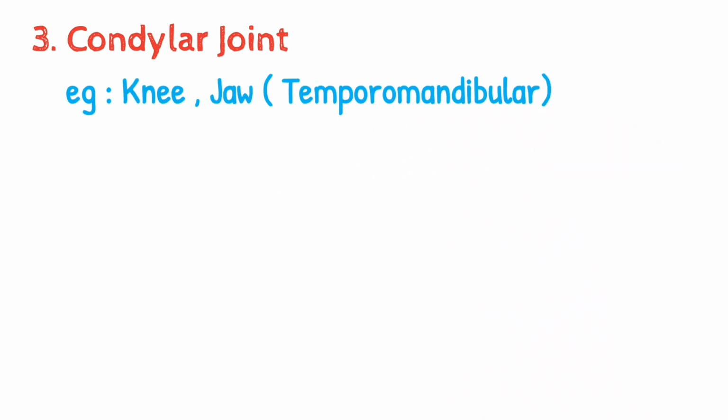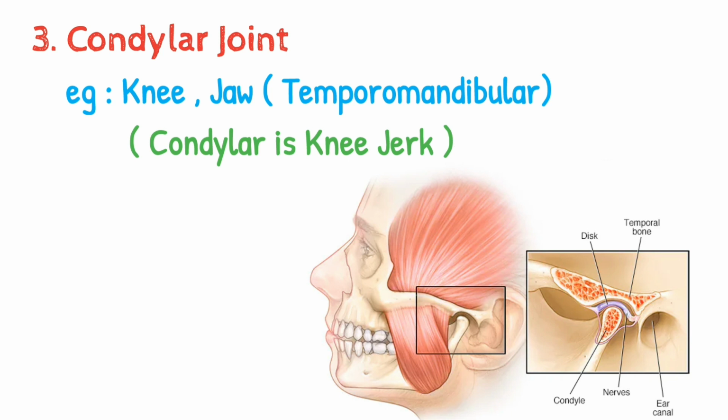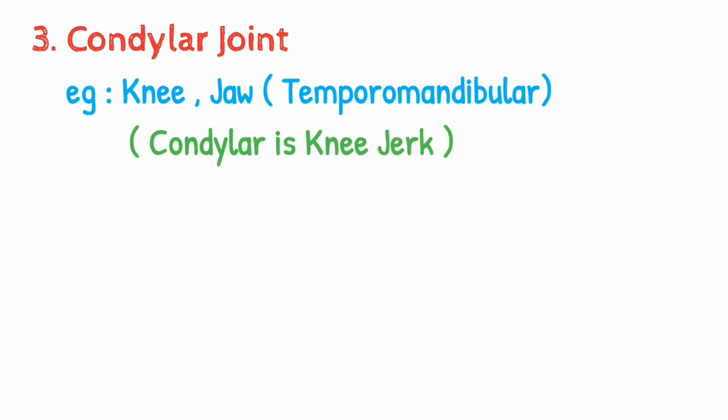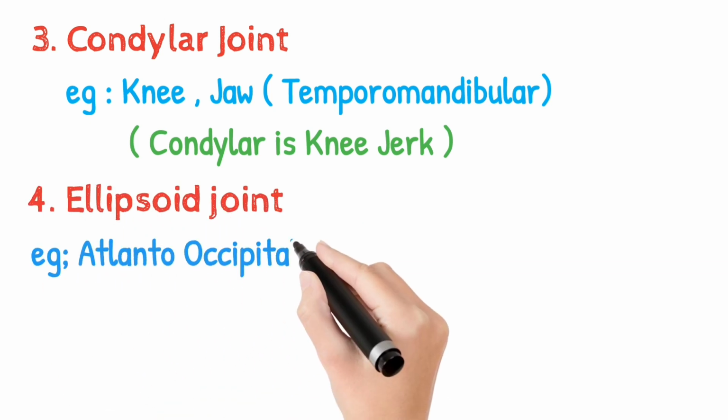Now, the condylar variety of synovial joint. It is also sometimes termed a bicondyloid joint or a modified ball and socket joint. Examples are the knee and jaw joint. Though it's easy to remember, we will remember it through a mnemonic. Condylar is knee jerk. It makes no sense, but still we have to remember this. So knee for the knee joint and J for jerk for the jaw joint.